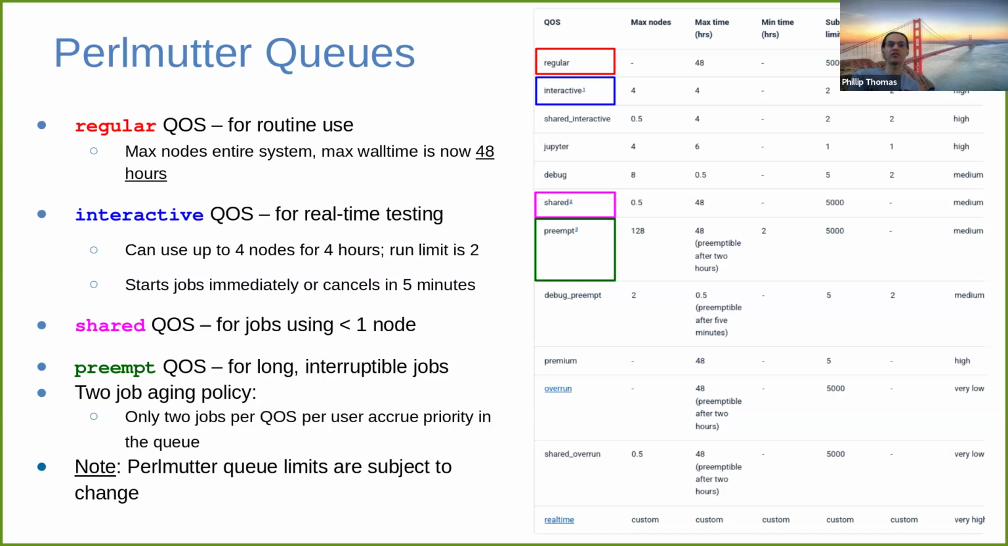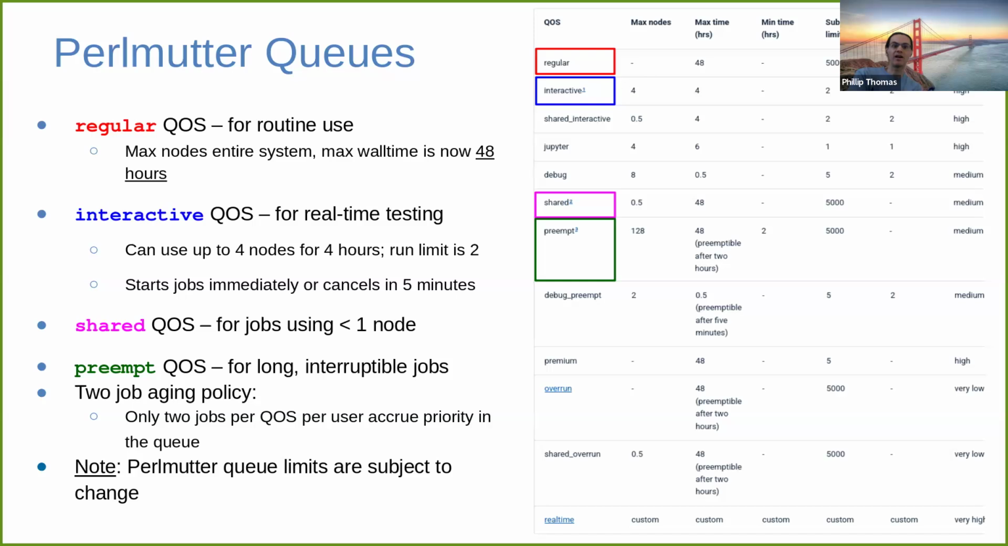The preemptive QoS is another one that can be interesting. And this is for long jobs for which you have the flexibility to interrupt them and restart them. So imagine if you had a job that was going to run for 72 hours, which is beyond the limit of the regular QoS, and you're able to checkpoint this job, then the preemptive is a good option that will let you run this and will also give you a discount after the first 2 hours of running.